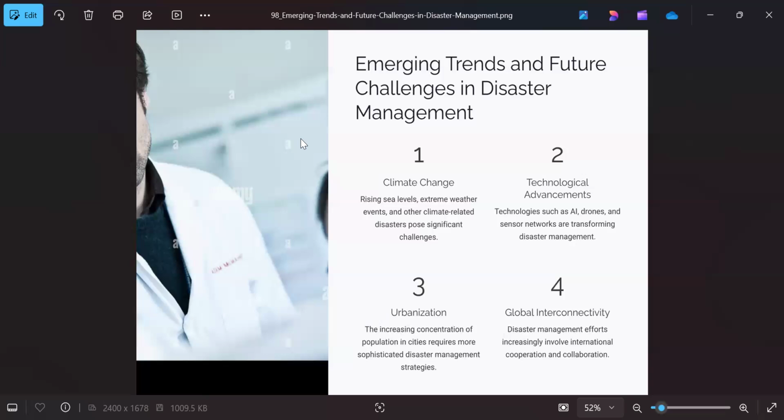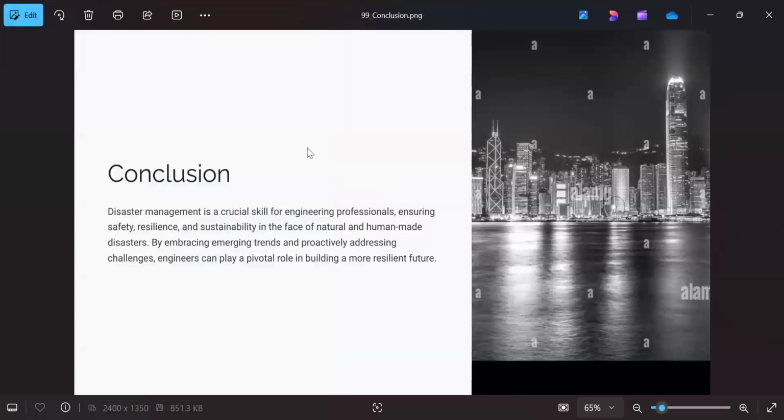Disaster management efforts increasingly involve international cooperation and collaboration. So these are the future challenges in disaster management. The climate is changing, as we all read in the news every day. Then there are a lot of technological advancements happening, and urbanization happening. So we have to be connected globally to face all those challenges.